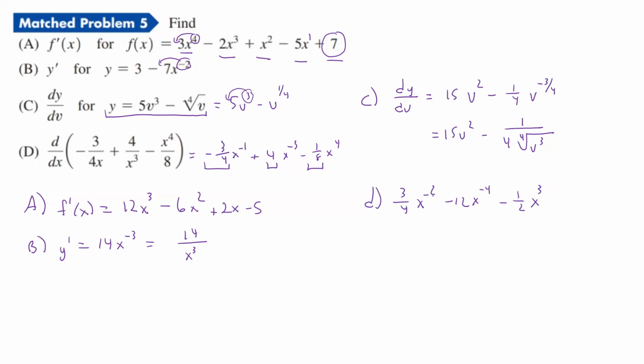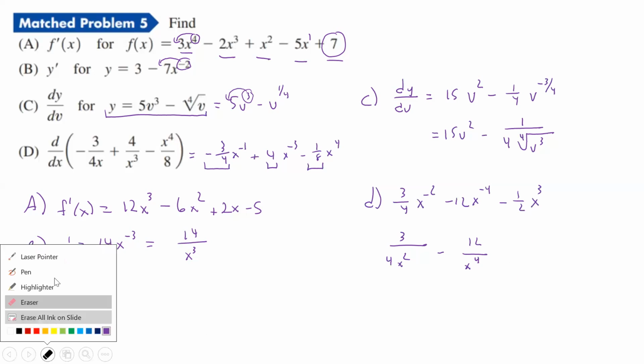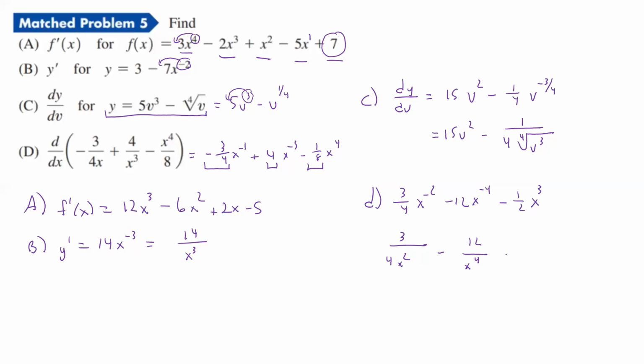Now the only thing left is to make all the negative exponents positive, so that's going to be 3 over 4x squared minus 12 over x to the fourth, and then minus 1 over 2. Oops, I guess that one's not negative. Never mind. We were going too far. That one's just going to be a minus x cubed over 2. Okay? And so that would be then our derivative, d dx is going to be that.